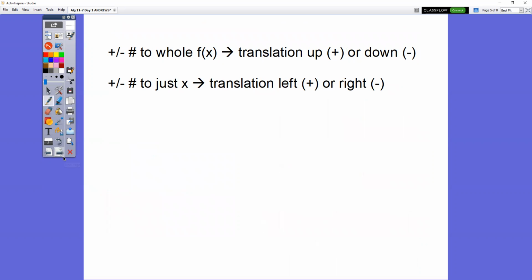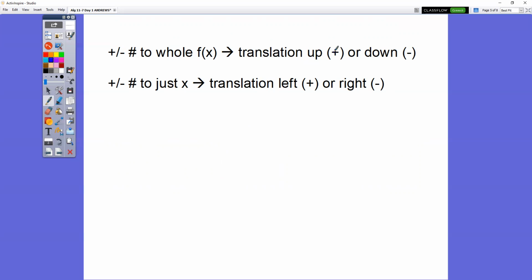So again, remember, if you're adding to the whole entire equation, you're going up. If you're subtracting from the whole entire equation, you're going down. If you are adding just to the x, you're going to the left. If you're subtracting just from the x, you're going to the right. This is a slide in your notes that you're going to want to go back to, or you might want to write it down, or maybe take a picture with your phone. This is something that you need to keep in front of you so that you can keep straight what is exactly happening here.